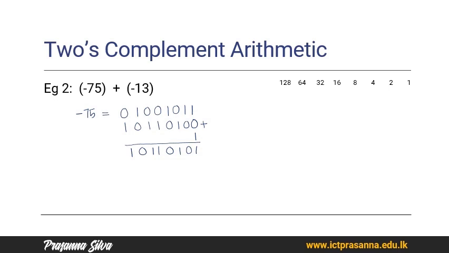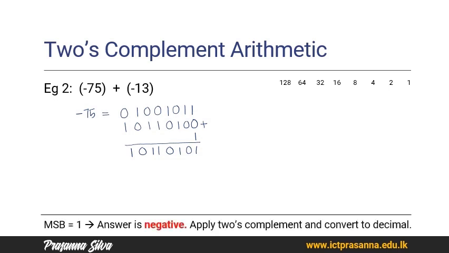The same way we can find out the binary representation of the negative 13 as well. 0 for 128, 0 for 64, 0 for 32, 0 for 16 as well, 1 for 8, 1 for 4, 0 for 2, and 1 for 1. That gives us positive 13.